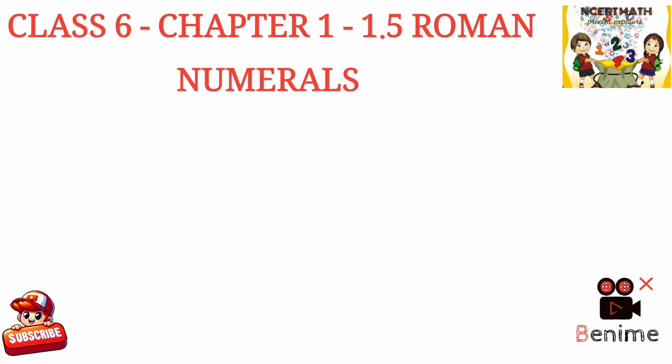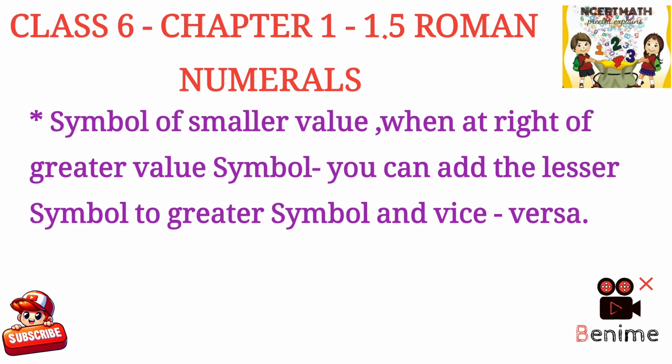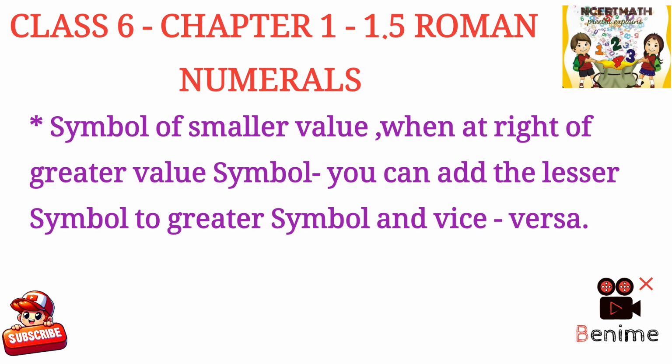Then the second rule: a symbol of smaller value placed at the right of a greater value symbol is added to the greater symbol. What is the meaning of it? It means when the symbol at the right of the current symbol is lesser than the current symbol, we add. For example, XII: X is 10, I is 1, so 10 plus 1 plus 1 means 12.